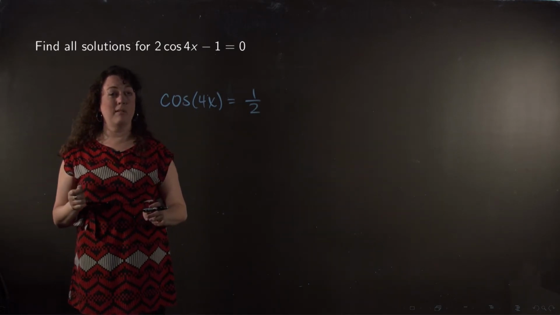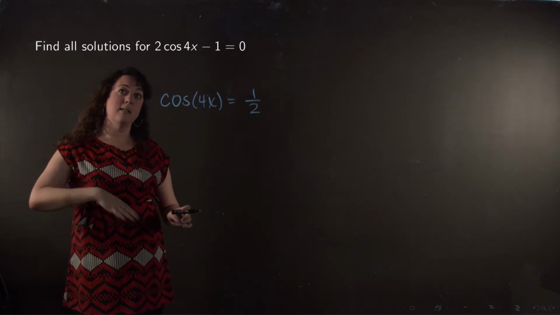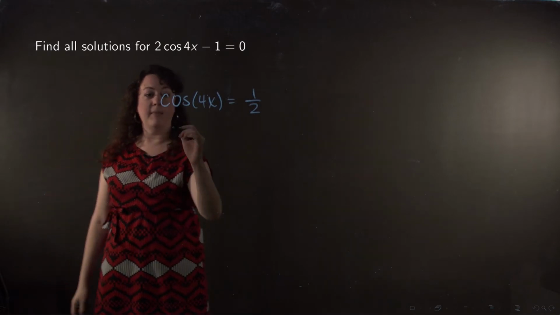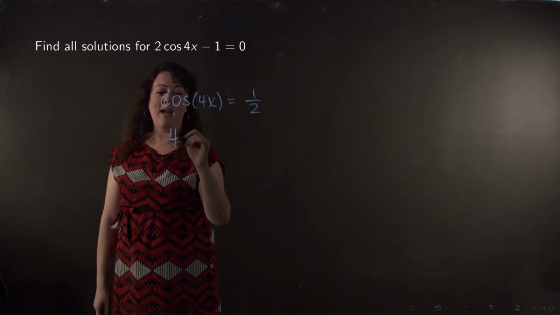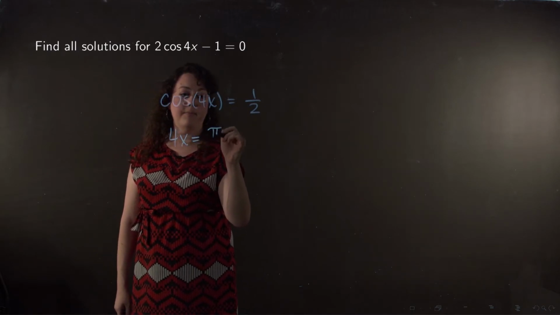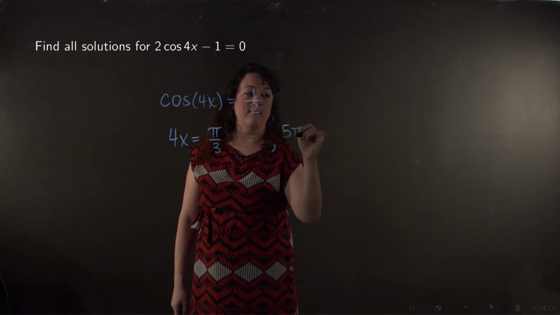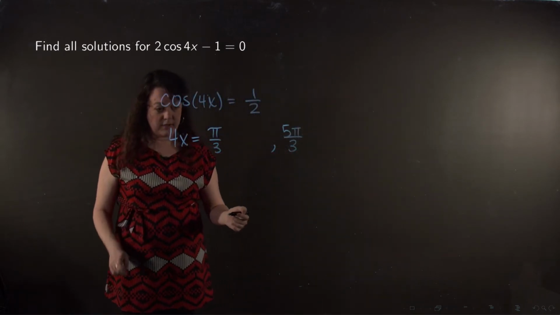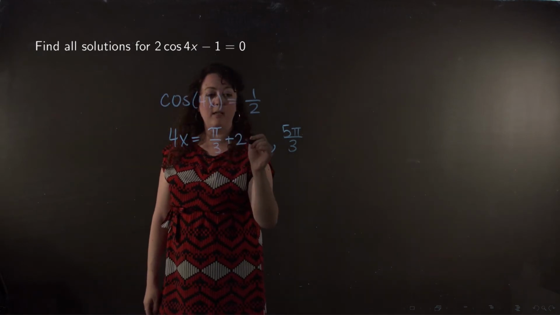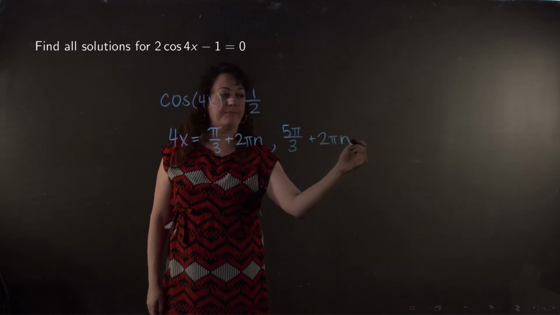That's still asking me where is cosine equal to 1/2 first. And where does that happen? Cosine is equal to 1/2 at pi over 3 and at 5 pi over 3. So the difference here is that instead of having x inside, I had a 4x inside. Okay, we know that cosine repeats itself every 2 pi, so I'm going to add 2 pi in here and 2 pi in over here.